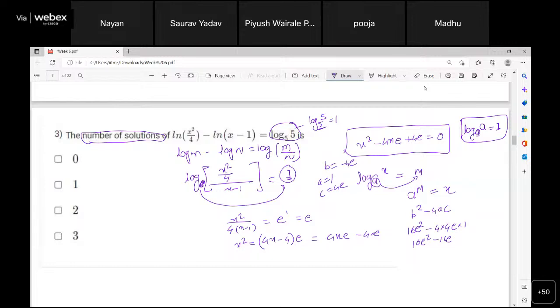I'm not getting anything, so what should we do? e is basically 2.7, right? When it's a number, we will get one positive number. So it is always greater than 0, right? It has real solutions, but how should I approach this? I want the number of solutions, right?